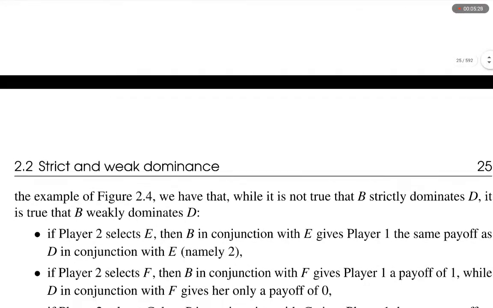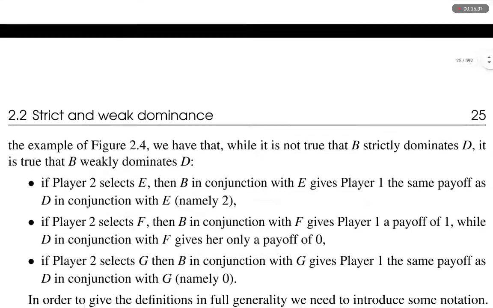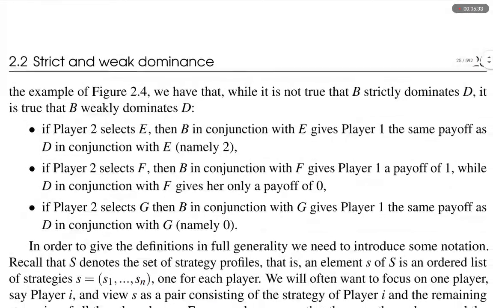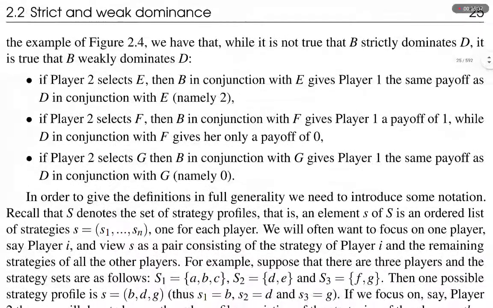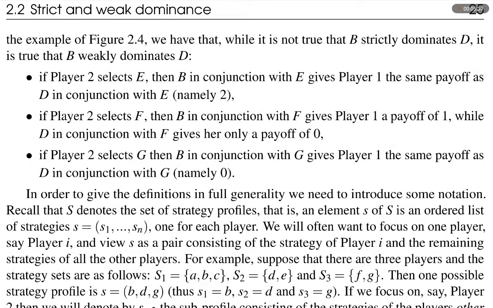In the example of figure 2.4, while it is not true that capital B strictly dominates capital D, it is true that capital B weakly dominates capital D. Bullet point 1: if player 2 selects capital E, then capital B in conjunction with capital E gives player 1 the same payoff as capital D in conjunction with capital E, namely 2.